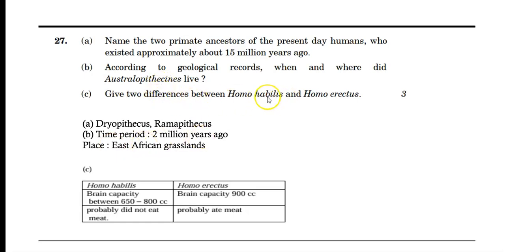Give two differences between Homo habilis and Homo erectus. These are the differences. Homo habilis did not eat meat, while Homo erectus ate meat, and the brain capacity is different. For Homo habilis it is up to 800 cc. For Homo erectus it has increased a little more, that is 900 cc.